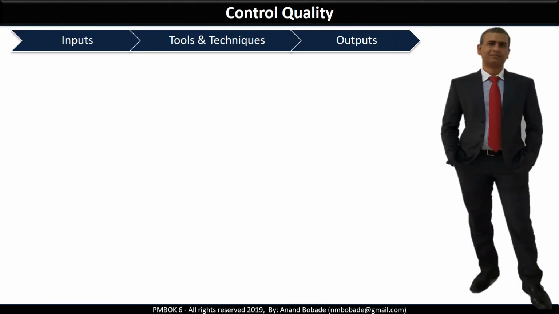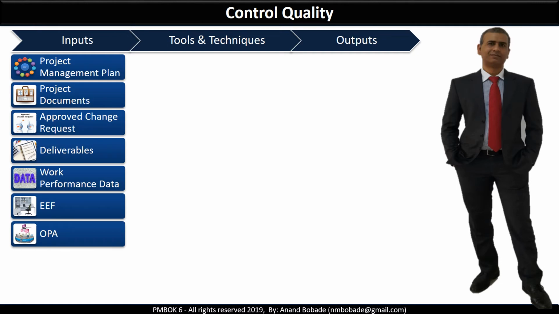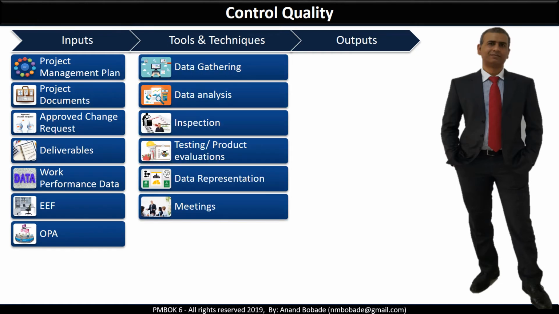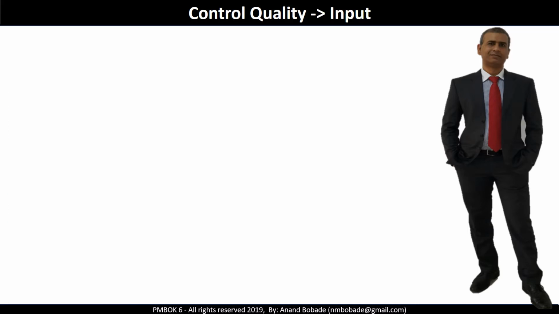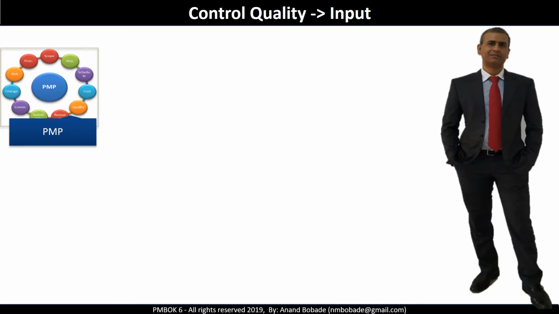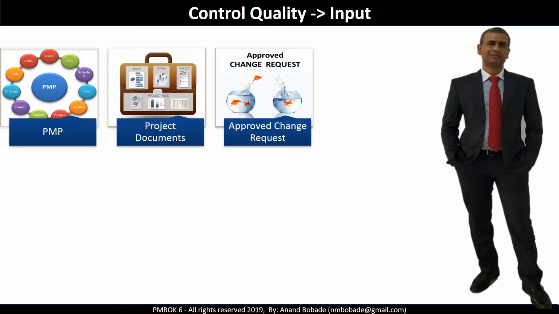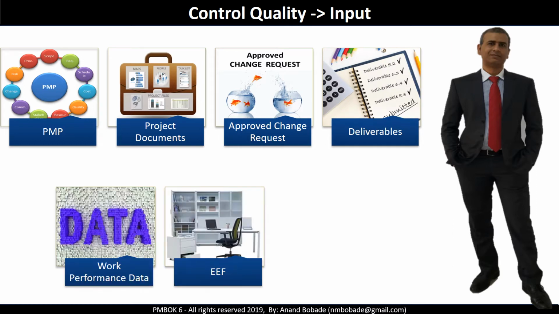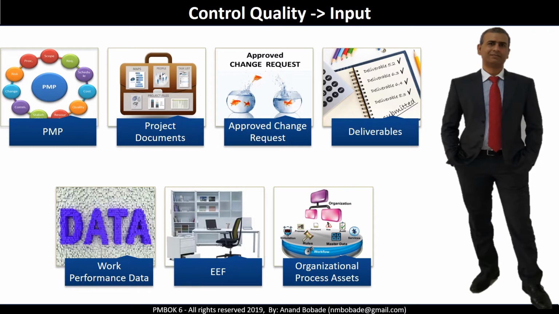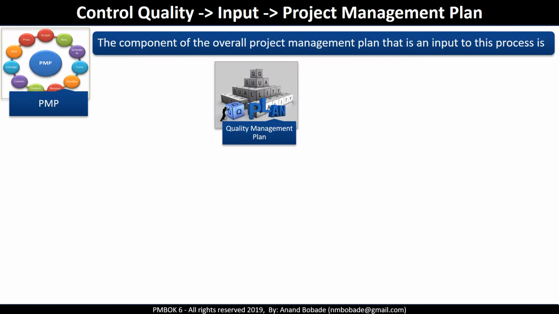Let's take a look at the ITTO. There are 7 inputs, 6 tools and techniques, and 6 outputs. So lots of ITTO in the control quality process. Let's go through them one by one. So inputs are project management plan, project documents, approved change requests, deliverables, work performance data, enterprise environmental factors, and organizational process assets. The component of the overall project management plan that is an input to this process is the quality management plan.